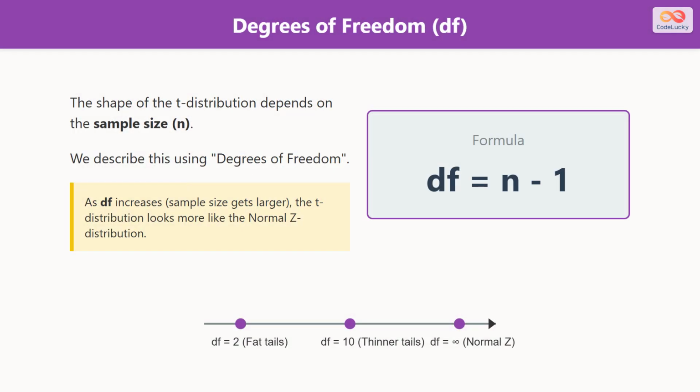A crucial part of the t-distribution is the degrees of freedom, denoted as df. The shape of the t-curve changes based on sample size. The formula is simple: degrees of freedom equals sample size, n minus 1. As the sample size grows, the degrees of freedom increase, and the t-distribution looks more and more like the standard normal distribution.